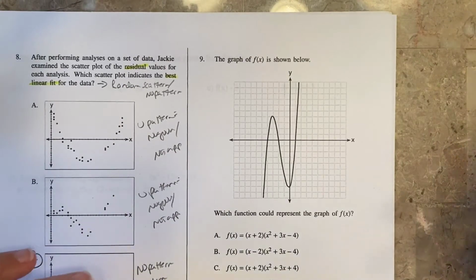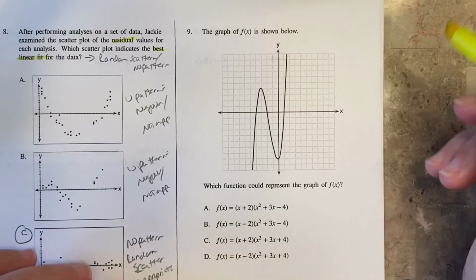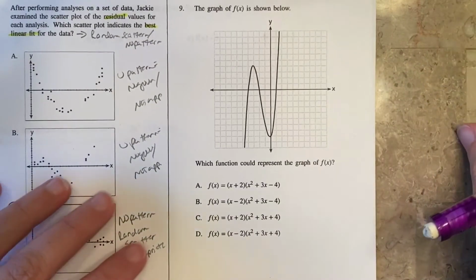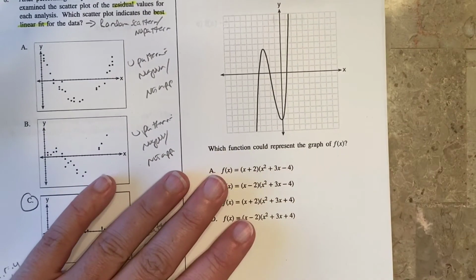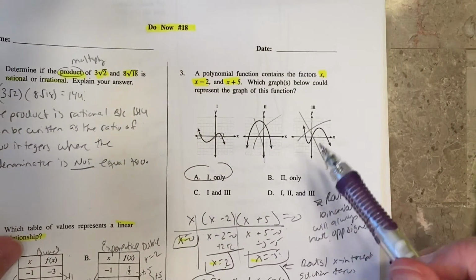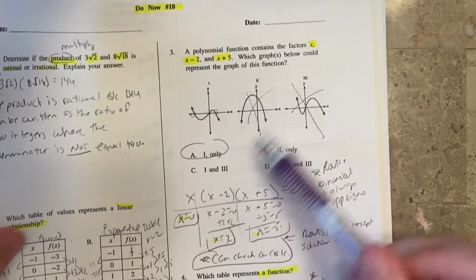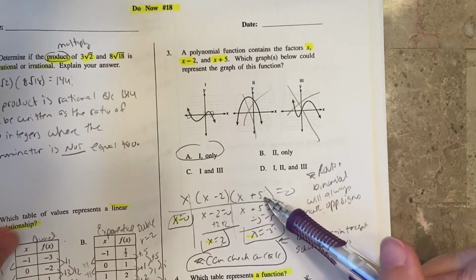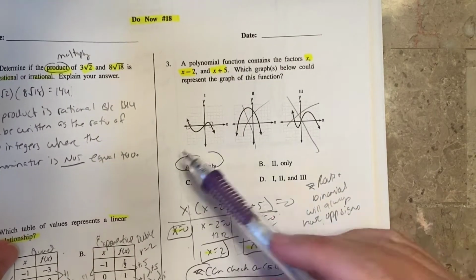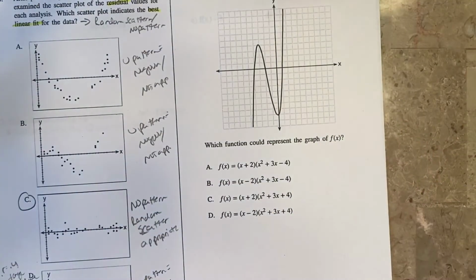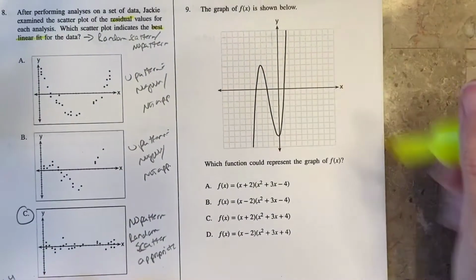All right, number 9. The graph of f of x is shown below. Which function can represent the graph of f of x? So this is definitely one that you guys are most used to, especially compared to this one over here in the beginning, number 3. This is the one where they gave us the binomials. We had to work to get the roots and then figure out which one had the matching roots. Now it's backwards, like the one that I normally give you.